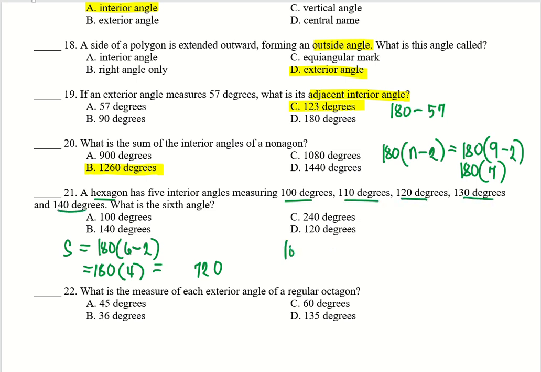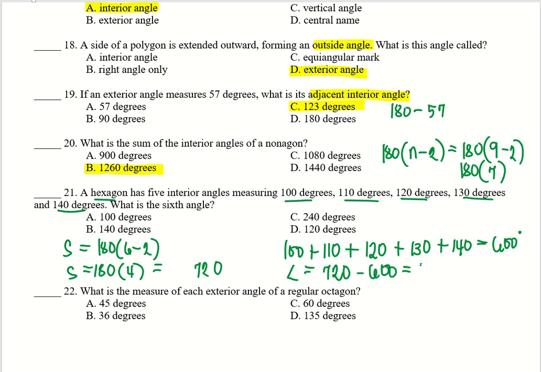So you have to add 100 plus 110 plus 120 plus 130 plus 140, and then after getting that sum, you have to subtract it from the sum of the interior angles of our hexagon. So we'll have 100 plus 110, that is 210, plus 120, and so on. Okay, so this is equal to 600 degrees. So again, you have to subtract it from the sum. So our angle is equal to 720 minus 600, which is equal to 120 degrees. So 21, that is letter D.